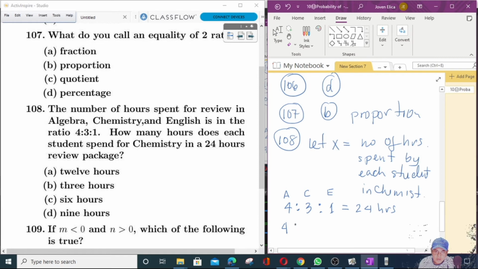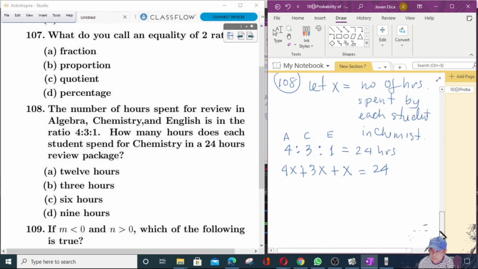So 4x plus 3x, you get the sum of each ratio, plus x, or 1 times x, or simply x, is equal to 24. So this is the equivalent equation for this kind of problem.